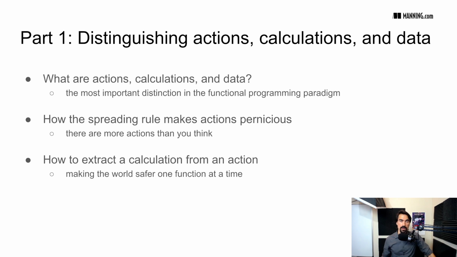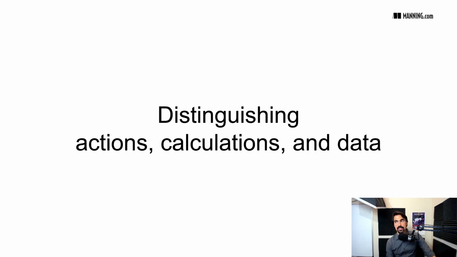So part one is all about distinguishing actions, calculations, and data. To my mind, this is a fundamental difference in functional programming versus other ways of programming. Functional programmers distinguish these three categories. So we're going to go over what each of them is, and then the next bullet, we're going to look at how actions kind of spread through our code. And then lastly, we're going to do a refactoring to extract out a calculation from an action. So let's get started with distinguishing actions, calculations, and data.